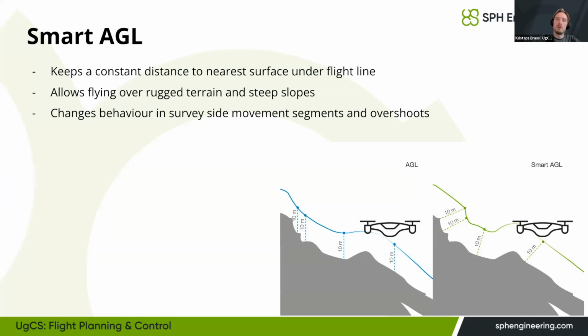Because most likely you will run into the drone's obstacle detection sensors, stopping the drone if it gets too close to the cliff, and that's the best case scenario. So AGL is not designed for that. But with Smart AGL, there's a different story.